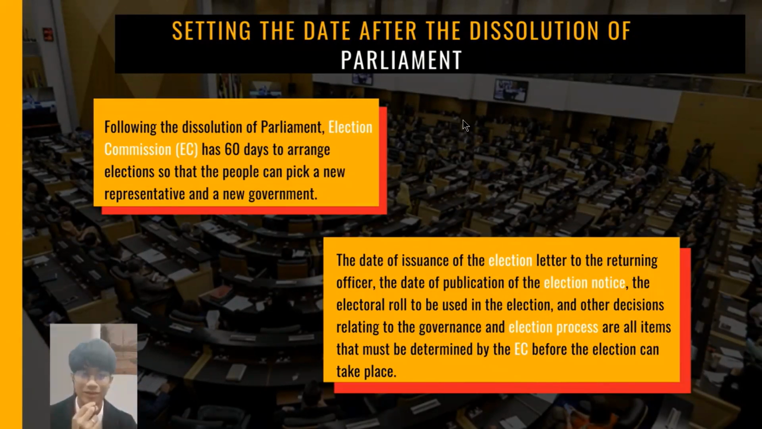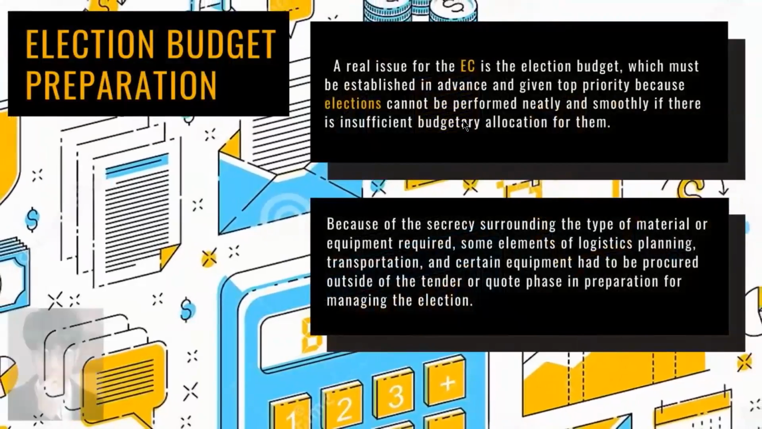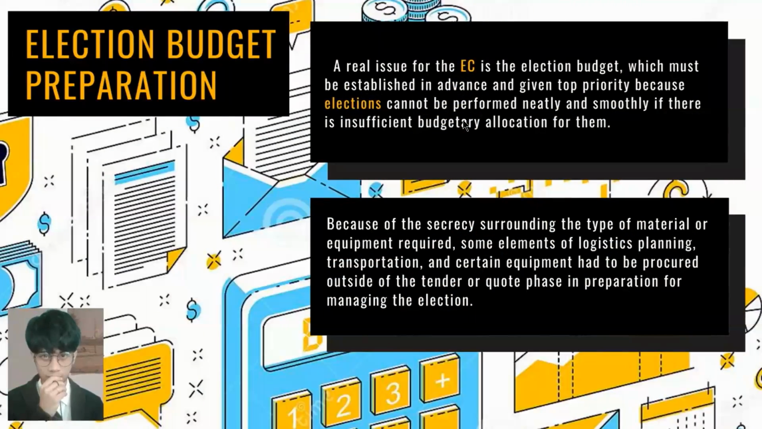The Election Commission must determine the date of the election letter to the returning officer, the date of publication of the election notice, the electoral roll to be utilized in the election, and other issues relating to governance and the election process. The Federal Constitution empowers the Election Commission to make any judgment within its jurisdiction. The election budget must be established in advance and given top attention, since an election cannot be conducted smoothly if the budget is insufficient.